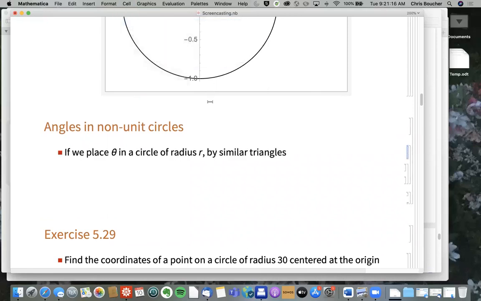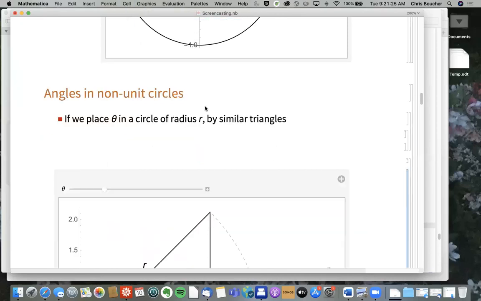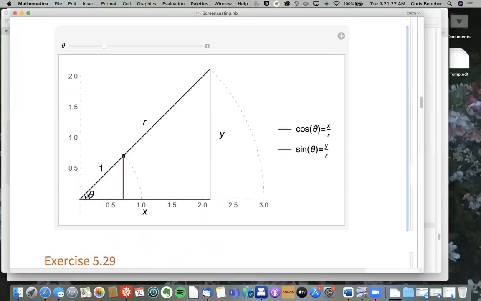If we put an angle in a circle of radius r, so not necessarily a unit circle, but some other circle, here's what the picture looks like, right? So here's my angle down here. And I have drawn in this dashed circle my circle of radius r. So I'm imagining it is bigger than the unit circle. In my picture, r is 3, but it doesn't really matter. And here's the unit circle down here, this dashed circle, which has radius 1.